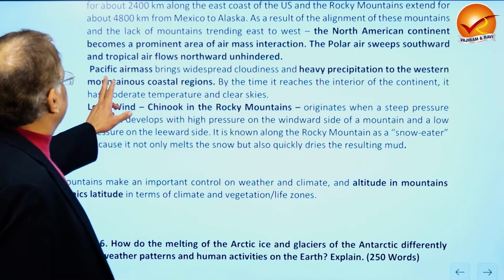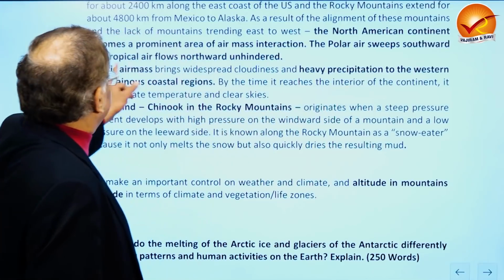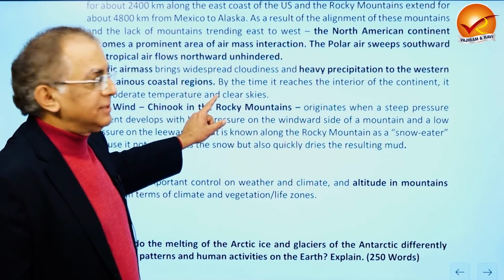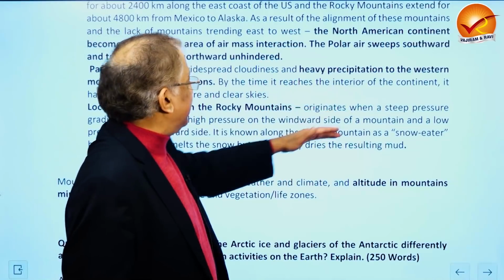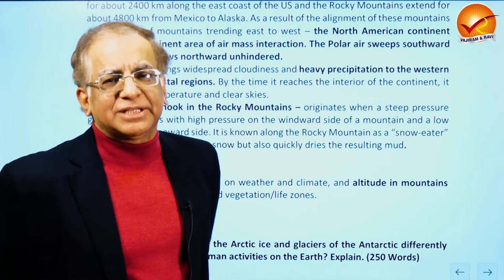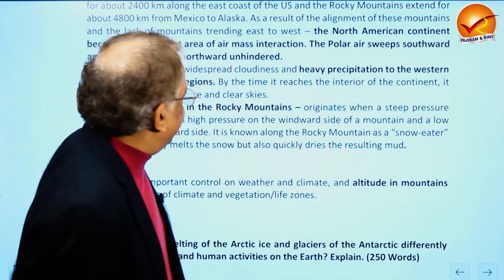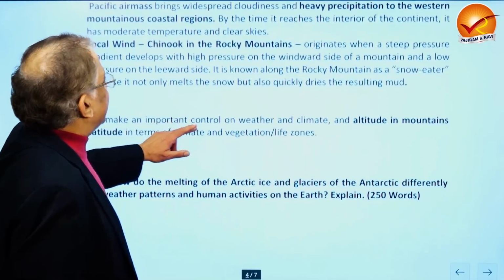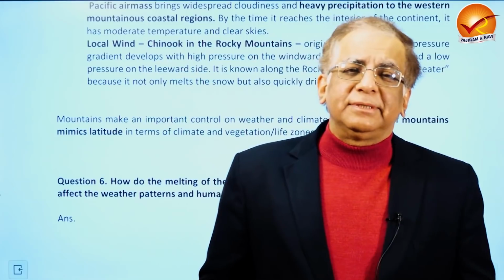So I write here, Pacific air mass brings widespread cloudiness and heavy precipitation to the western mountainous coastal regions. And by the time the same Pacific air mass would reach the interior of the continent, it is moderate in temperature with clear skies. It means it doesn't have much moisture left. It doesn't result in cloudy conditions. And the next example, as I said in the beginning, is that we can give an example of local winds also.